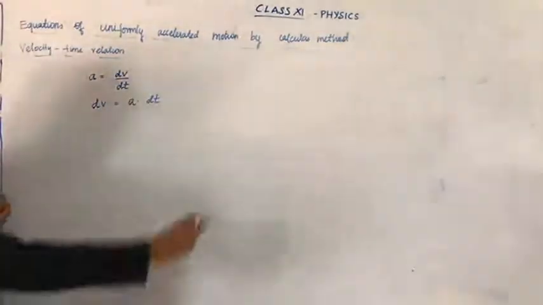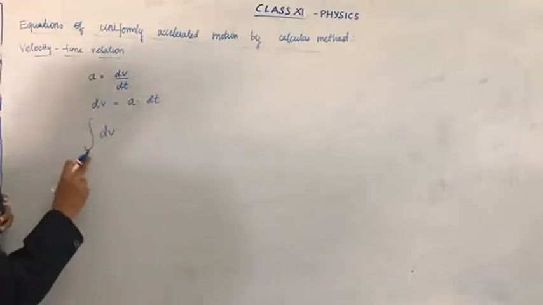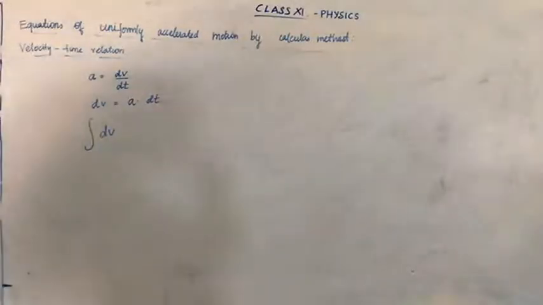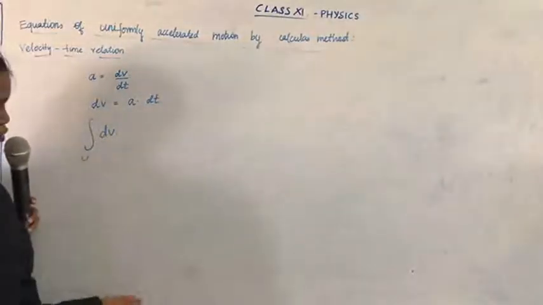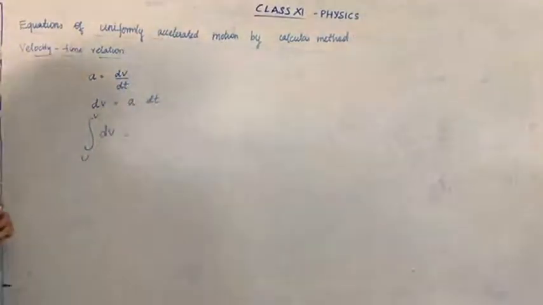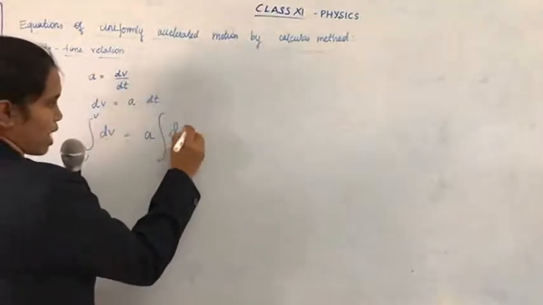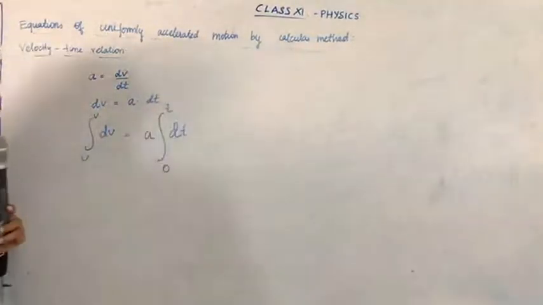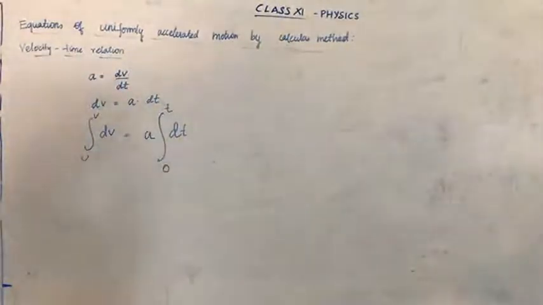Now you apply the integration. First you have to apply the initial and final limits. For velocity, the initial velocity is u and the final velocity is v. Now a is a constant acceleration, so you take a outside. Now integrate dt, for which 0 is the initial and t is the final. Okay children, have you understood?